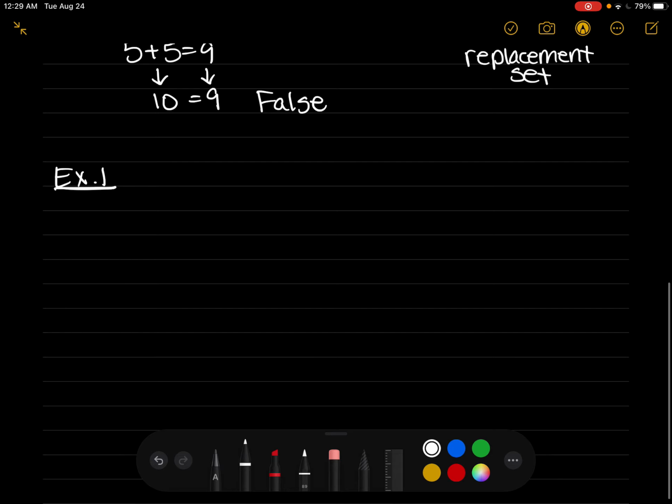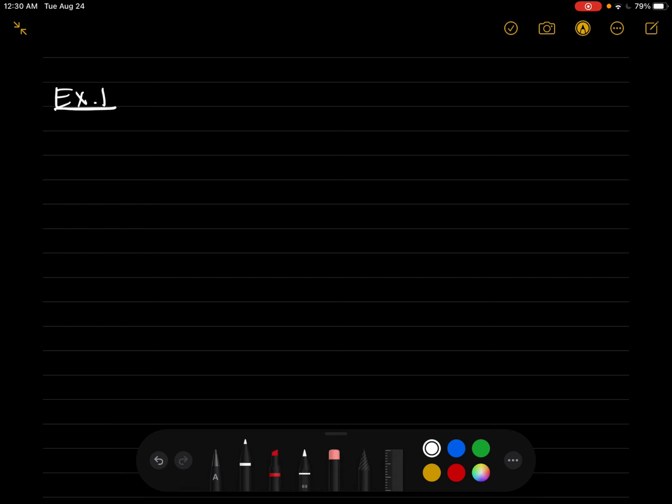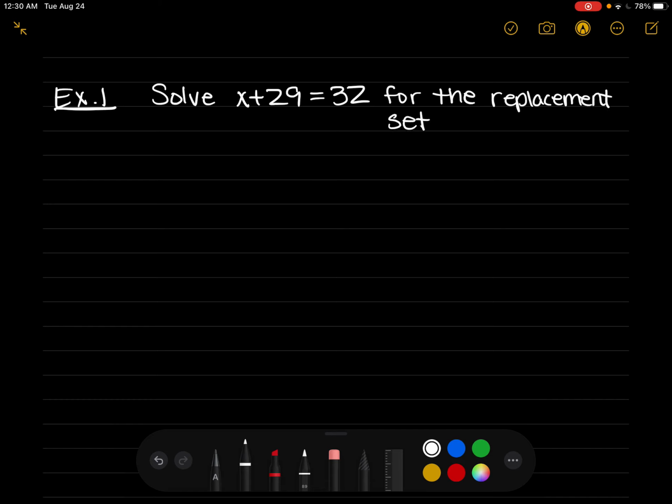So example 1, and these are examples that you'll see in your homework. Example 1 says to solve x plus 29 equals 32 for the replacement set, and then they're going to have these little brackets, and this one's going to say 1, 2, 3, 4. The replacement set's always going to be different. So on this problem, they want you to replace the x with each one of these numbers. So we're going to do 4 different problems because there's 4 different numbers there. So I'm going to take this problem, and I'm going to replace x, first of all, with 1.